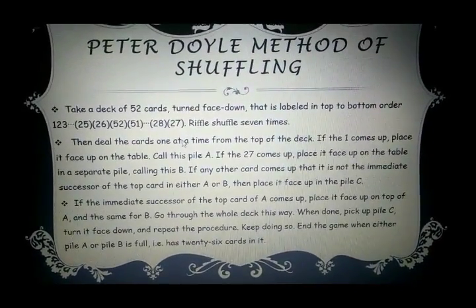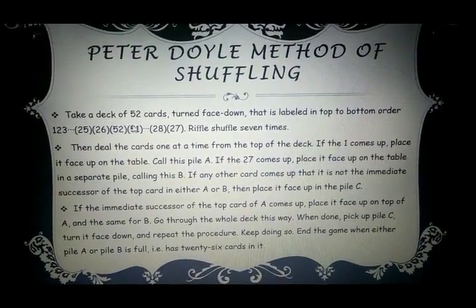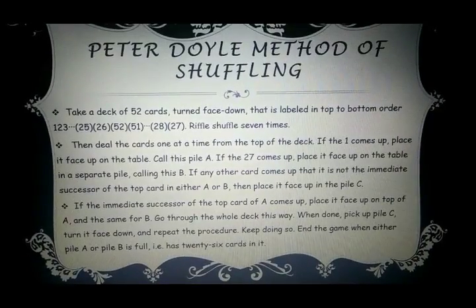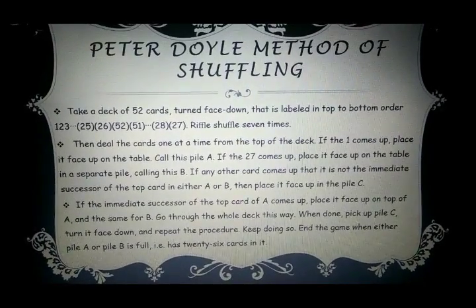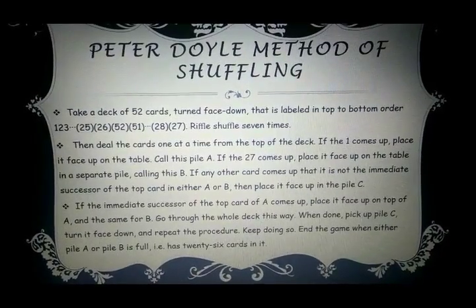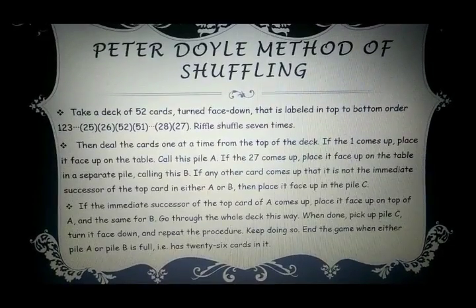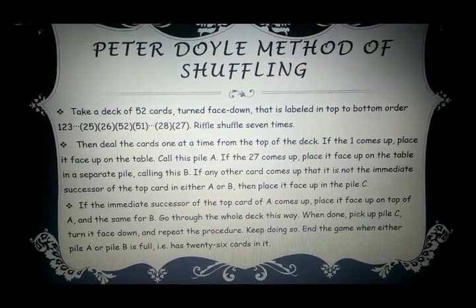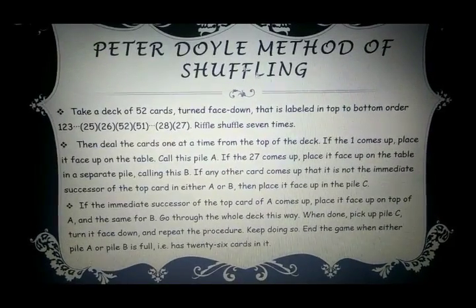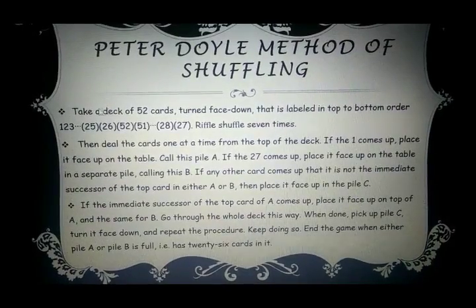So Peter Doyle was a person who invented a game in order to shuffle the deck of cards. Initially we shuffled the 52 cards 7 times, and we got a value around 0.884, which was not that close to 0, but it was a very good value when shuffles were 7. Peter Doyle invented a method where he took a deck of 52 cards, turned it face down, and then labeled them in this order.